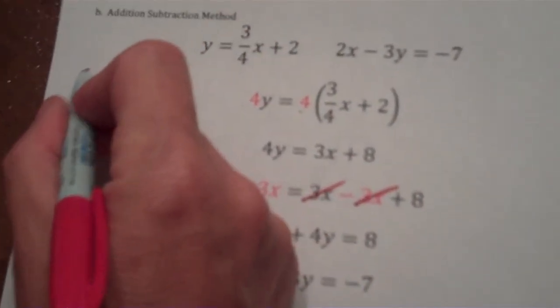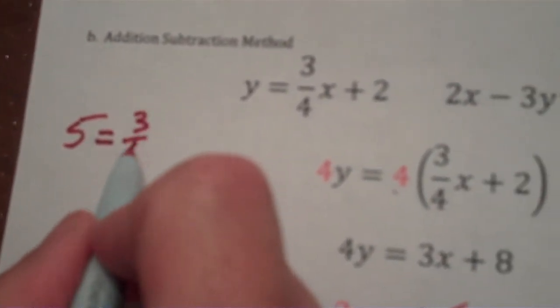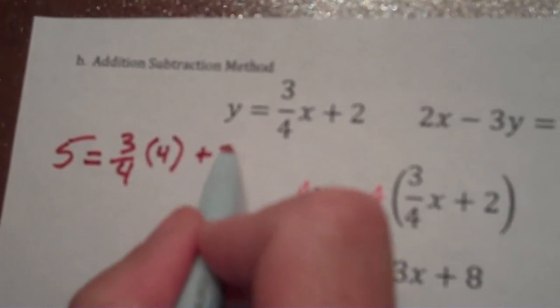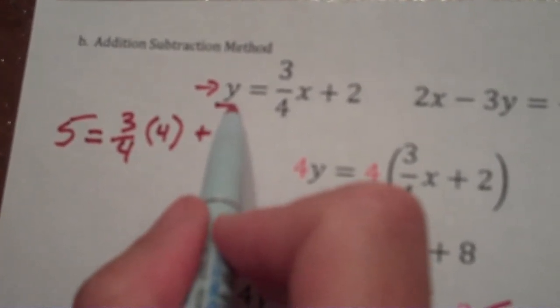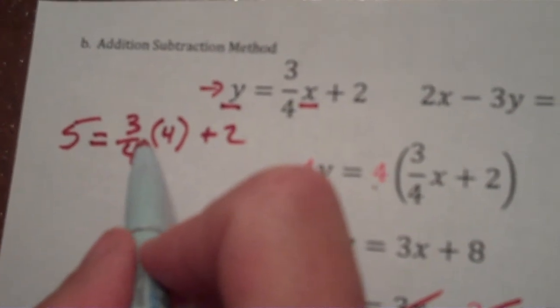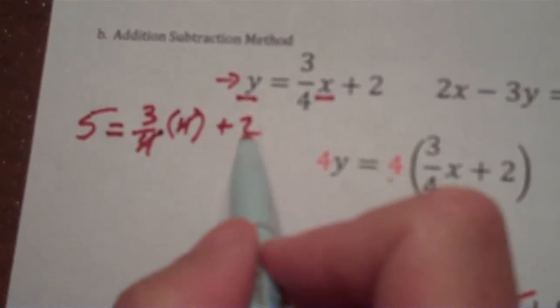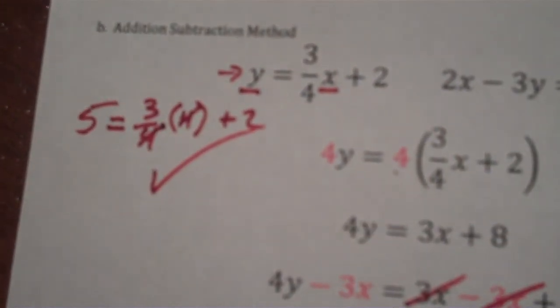I would have y, which I believe is 5, is supposed to equal 3/4 times x, which I believe is 4, plus 2. And again, I've just taken my other equation, plugged the 5 in for the y, and the 4 in for the x. See what happens on the right side of the equation? The 4's cancel, and I'm left with 3 plus 2, which of course does equal 5, and verifies that I have the correct solution.